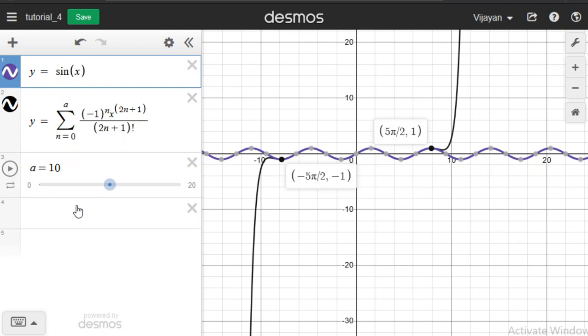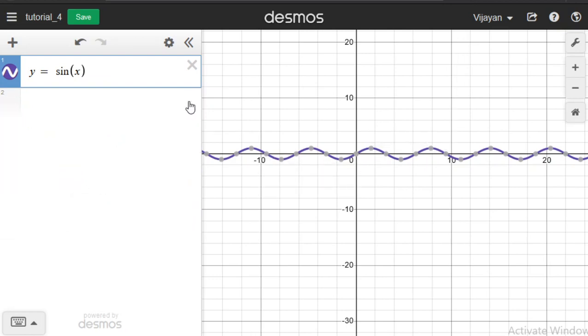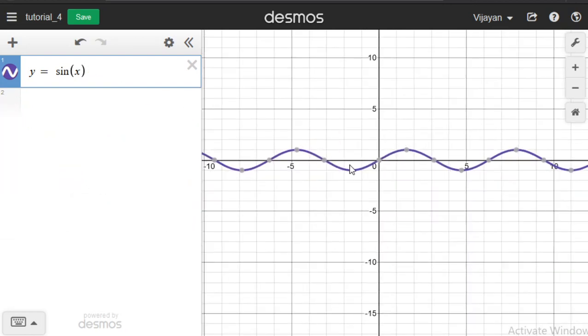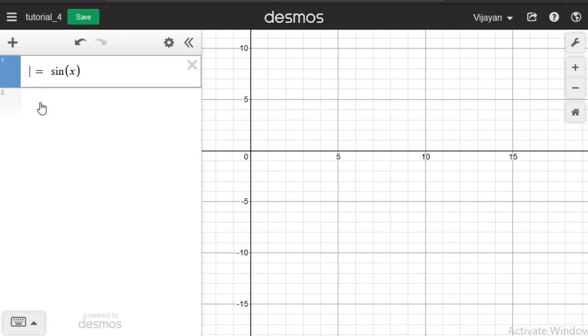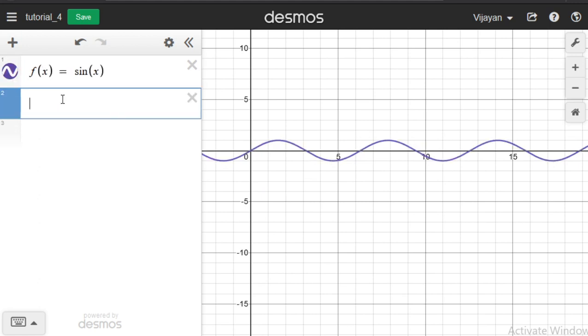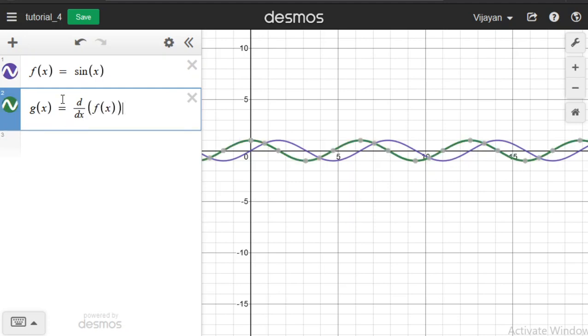Now next we will discuss the tangent lines. This is y equal to sin x, the graph of sin x. Now what we will do, instead of y equal to sin x, we will assume a function f of x is equal to sin x. Very good. Now after this, we will assume another function g of x such that g of x is equal to d by dx, that is the derivative of the given f of x. So g of x is the derivative of the given f of x.